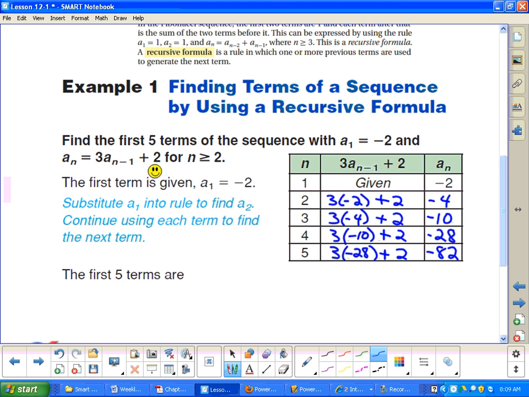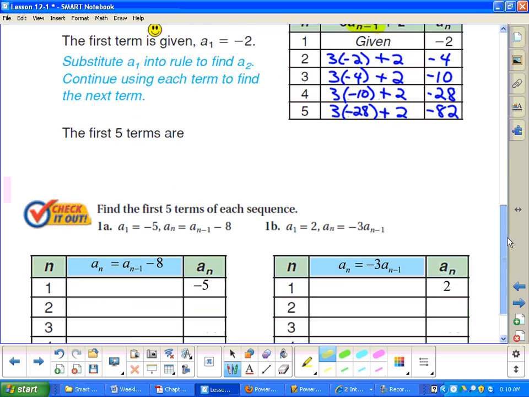So the a sub n minus 1 part here means we're multiplying the previous answer times 3 and then adding 2 to it. This just represents the previous answer. If I said a sub n minus 2, then it would be the answer before that one, 2 before that one. All right, so let's look at another one.